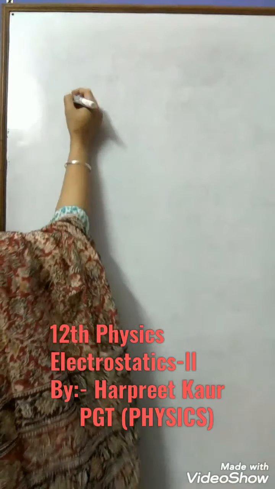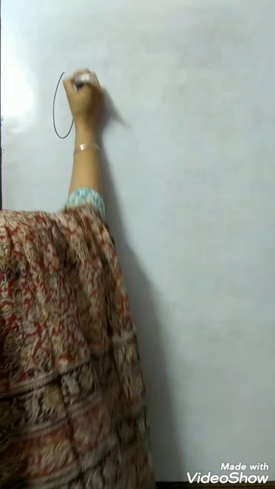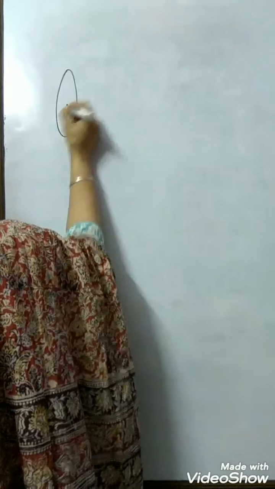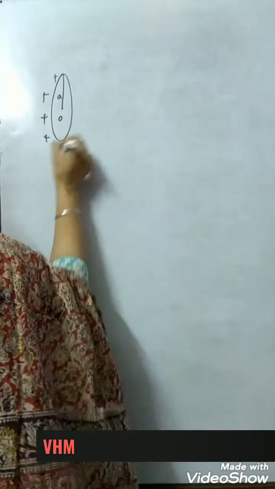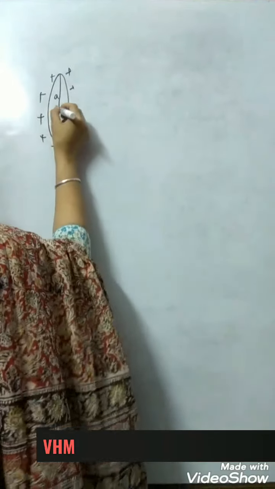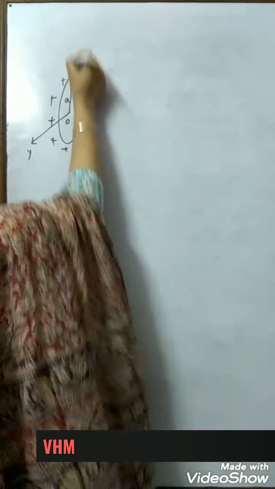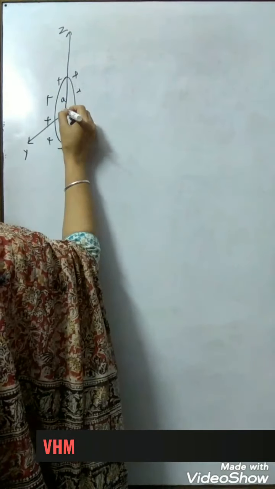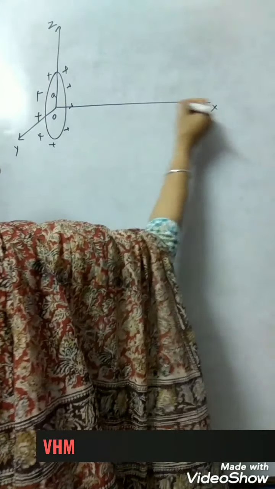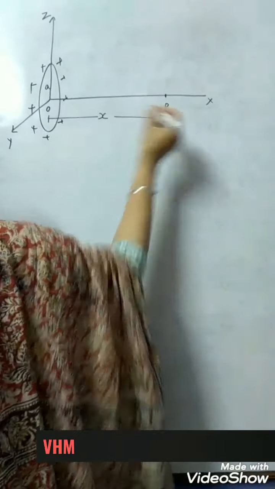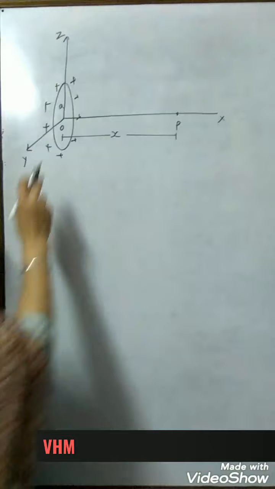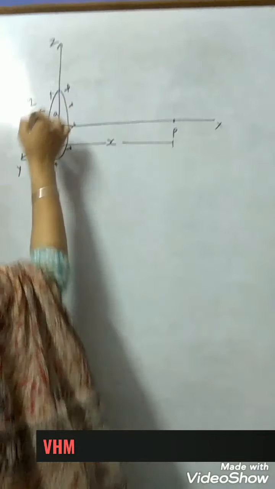Next is the electric field on the axis of a charge carrying loop. We have a loop with center O, radius a, and positive charge, placed in the YZ plane, and the observation point is on the x-axis at a distance x. Here the charge is Q on the loop.